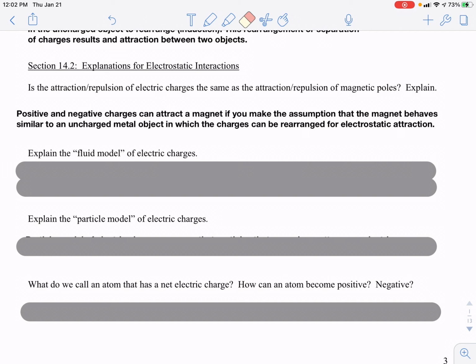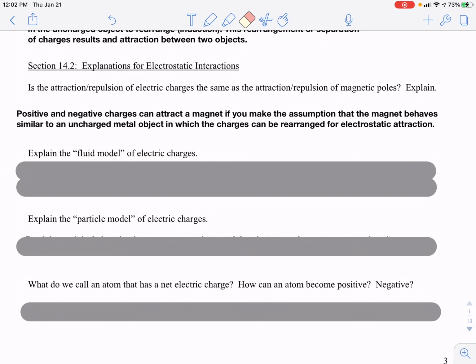We would have to make the assumption that the magnet behaves like an uncharged piece of metal, like the wall that we saw, only in metal form, and thus would be subject to the rearrangement of negative charges for electrostatic interaction with the charged object.